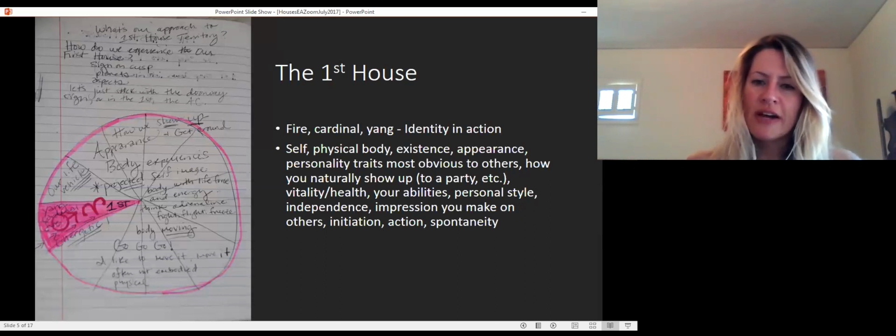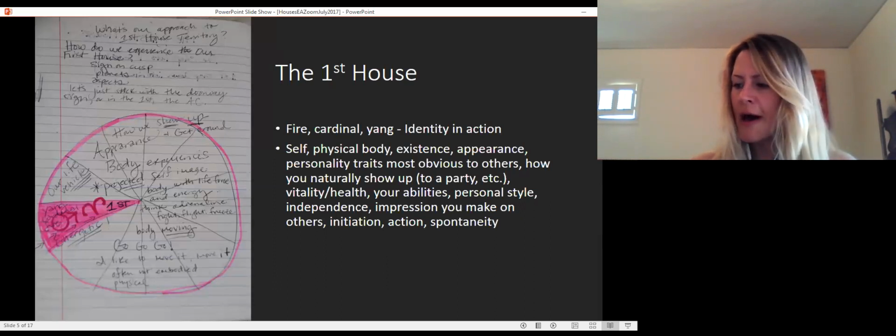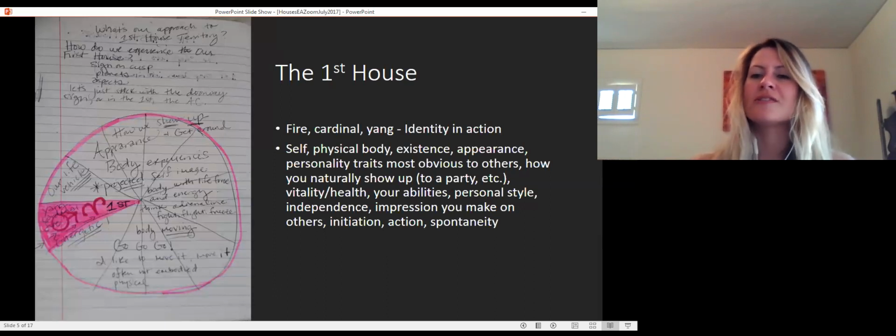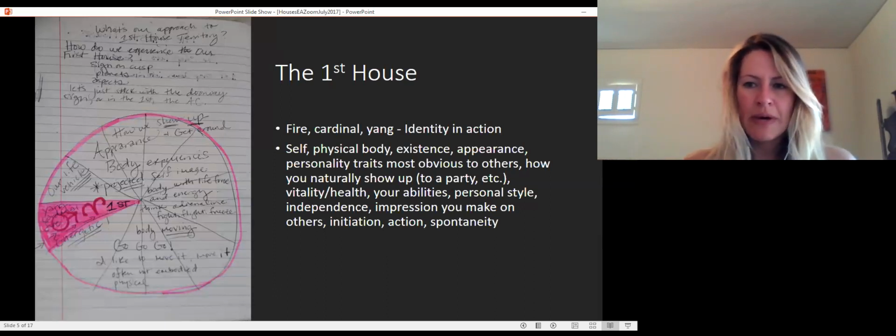So the first house also is vitality, health. It's your personal style. It's independence. It's the impression you make on others. I think that for me, action and movement has a lot to do with the first house, because that first house is active energy. It wants to start things and move things forward. So anybody with planets in the first house, the functions of those planets, they're active. They oftentimes want to be the lead. They want to innovate. They want to get going. They don't want to sit on things. There can be an impatience, and there can be a false sense of safety just in pure movement.